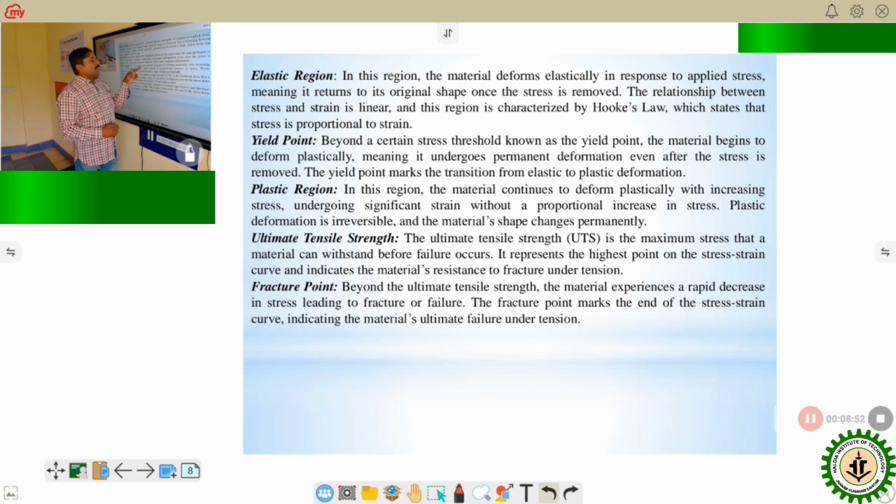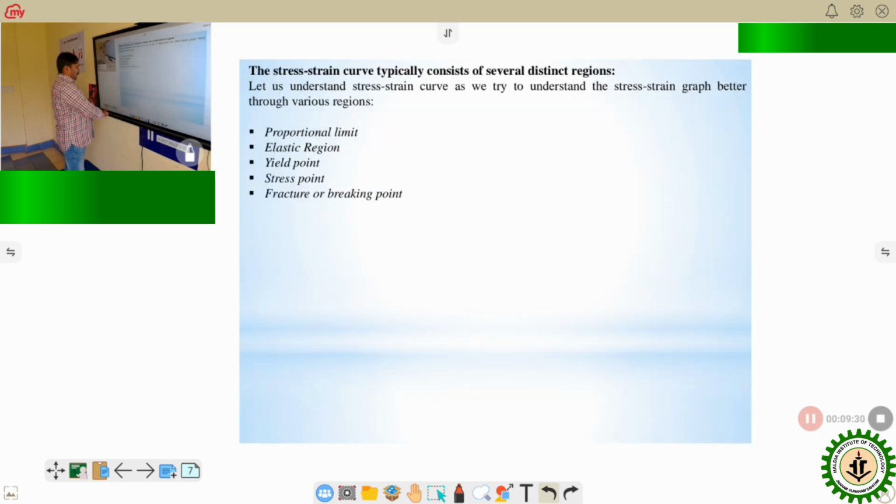Here, in this region, the material continues to deform plastically with increasing stress. We are gradually increasing the stress and the plastic deformation is happening mainly, undergoing significant strain without a proportional increase in stress. Okay? The plastic deformation is irreversible and the material shape changes permanently. Means it has already come to the plastic region and whatever the material is, it deforms permanently. We can't get the original shape again. Next point is the ultimate tensile strength.